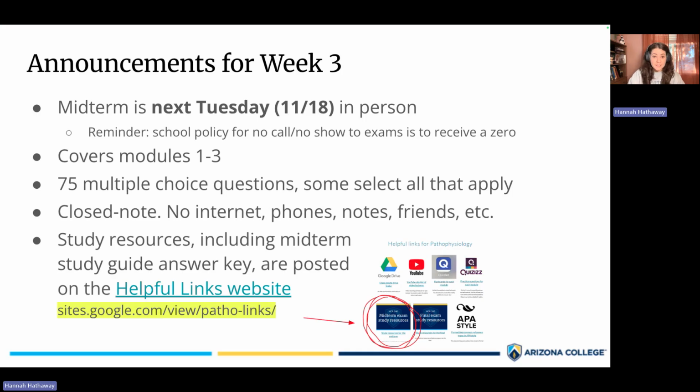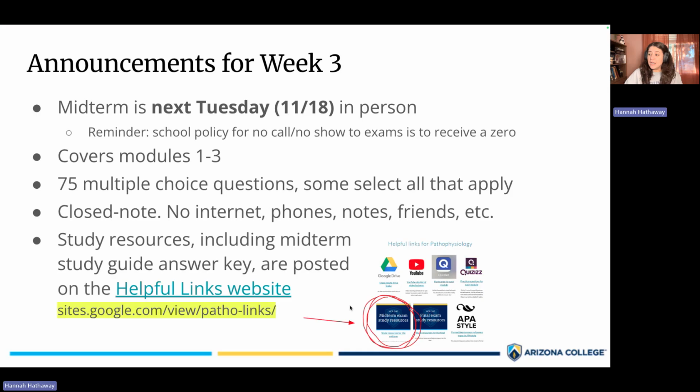You do need to let us know in advance in order to get accommodations to take the midterm at another time. The midterm covers modules 1 through 3. It will be 75 multiple choice questions. Some of those will be select all that apply. It's closed notes, no internet, nothing like that. Just use your brain.